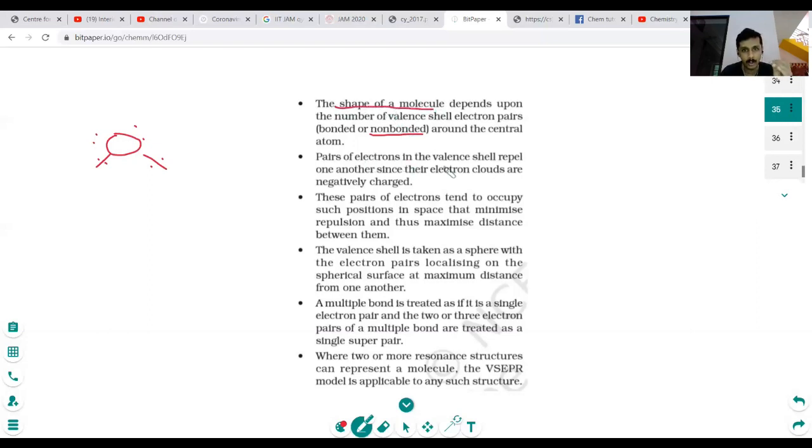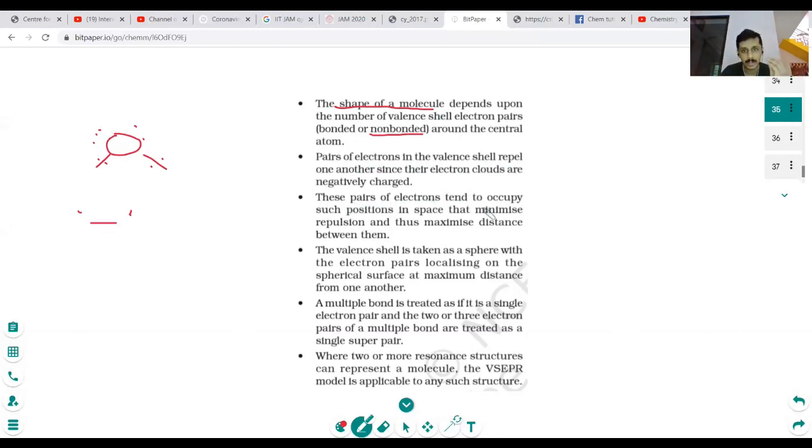The second postulate: the pairs of electrons in the valence shell repel one another. Since we know electrons are negatively charged, and like charges repel, the electrons which are present in the valence shell repel each other, and this repulsion will give a definite shape to the molecule.